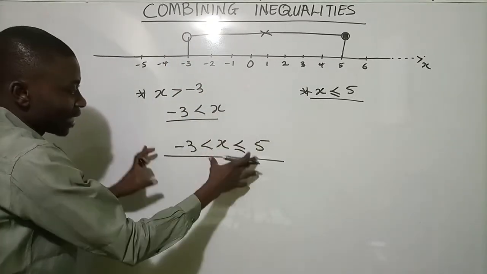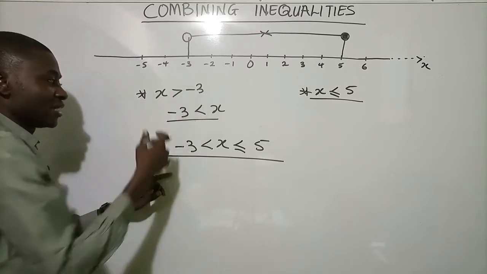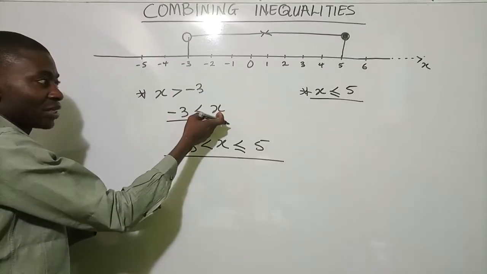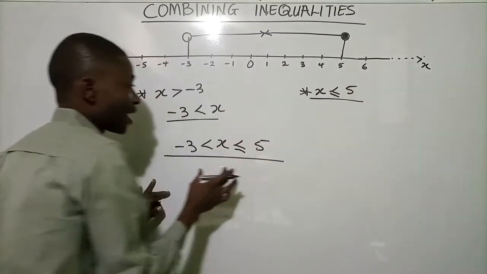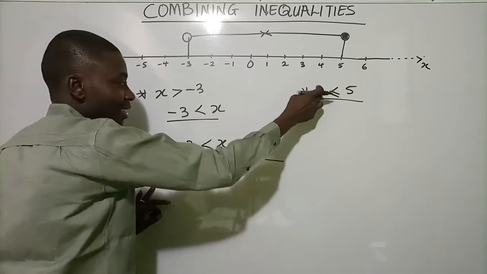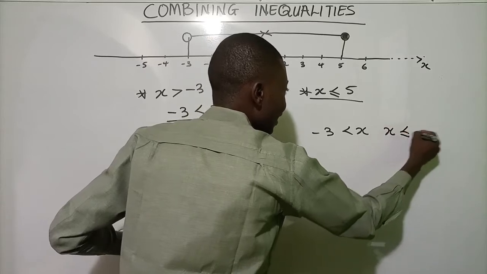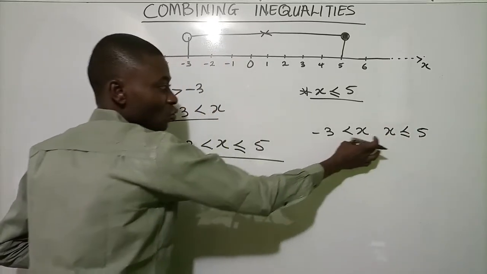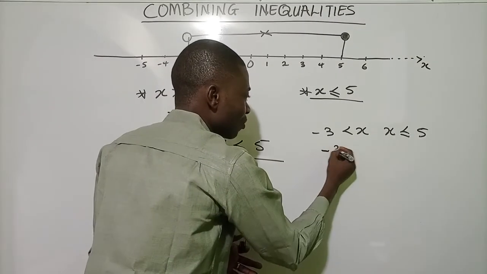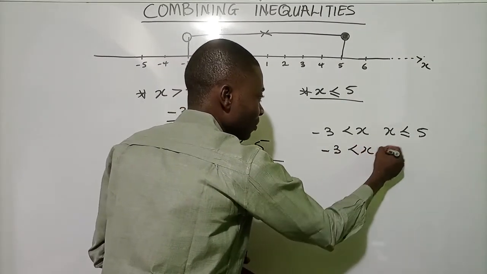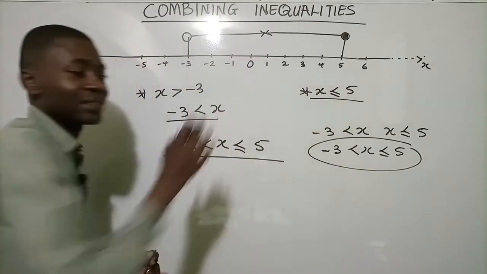First, you combine them like this by first reversing this. If x is greater than -3, it simply means that -3 is less than x. And the other one here, we bring it out: x is less than or equal to 5. You can see x is here, x is here. It's like bringing them together: -3 is less than x, and x is less than or equal to 5. When you see inequalities like this, it's very easy to combine them. Just removing one x, this means -3 is less than x, less than or equal to 5. That is the combination of this inequality and this inequality.